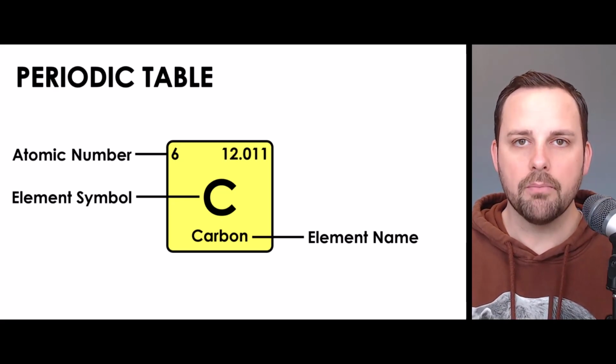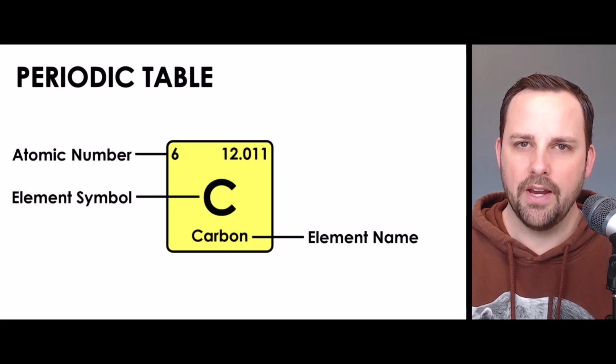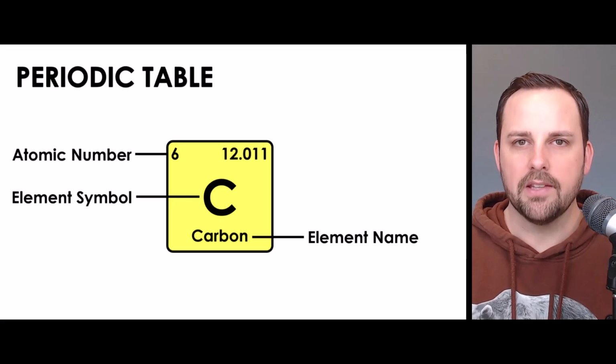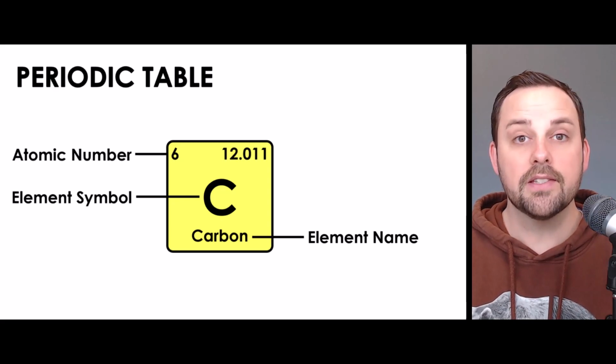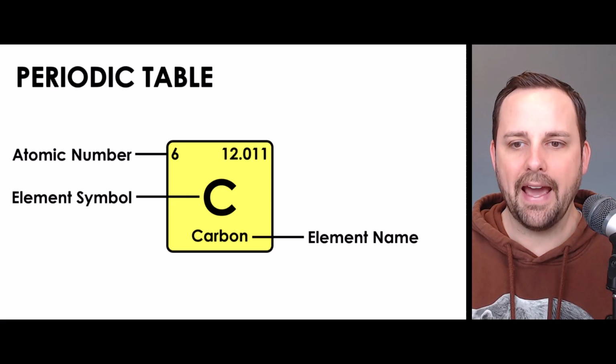The atomic number is really, really important. I've already mentioned it a few times without giving you the definition. So here's the definition. The atomic number for each element is the number of protons in the nucleus. This number is what defines the identity of the atom.